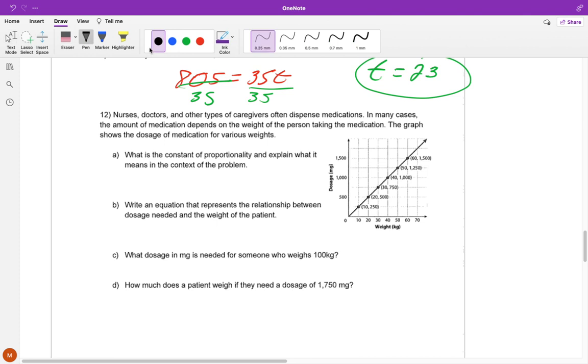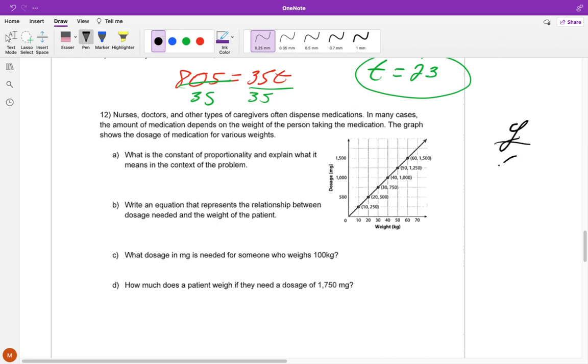All right. Then the last one. Nurses, doctors, and other types of caregivers often dispense medications. In many cases, the amount of medication depends on the weight of the person taking the medication. The graph shows the dosage of medication for the various weights. What is the constant of proportionality? Explain what it means in the context of this problem.